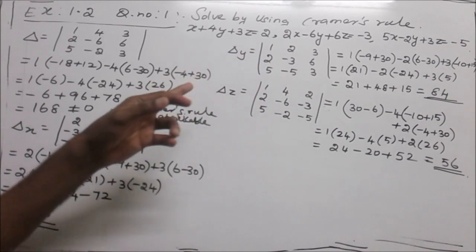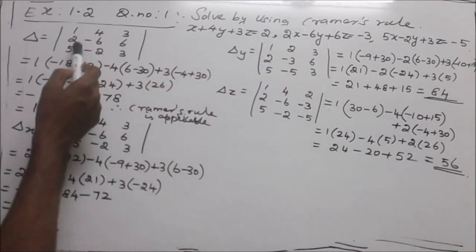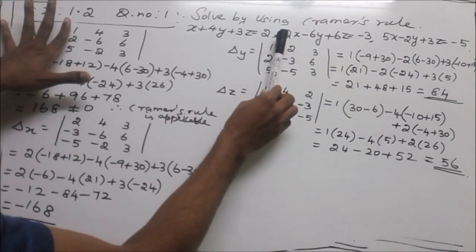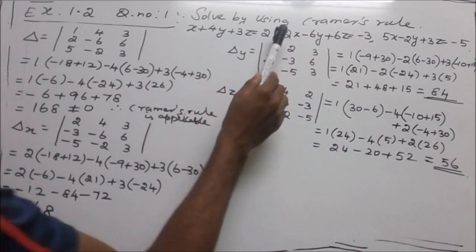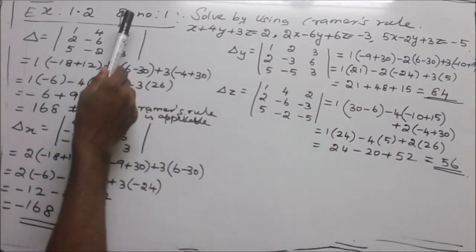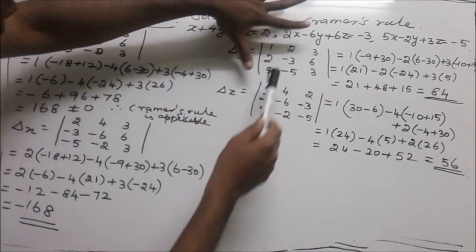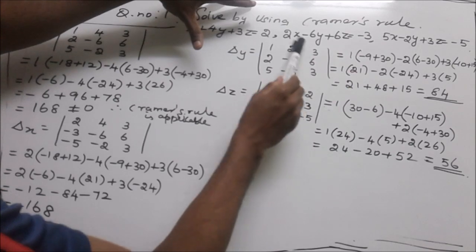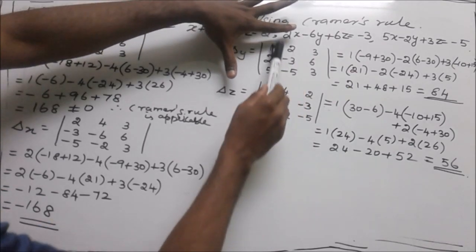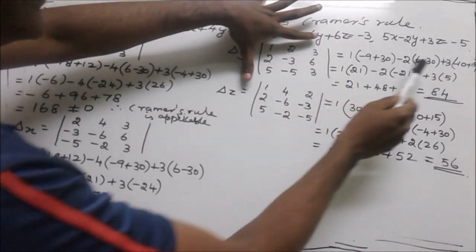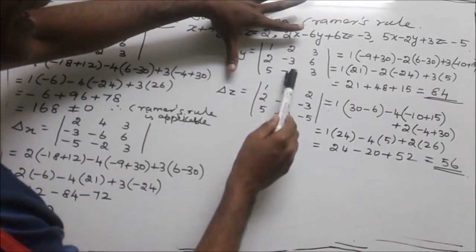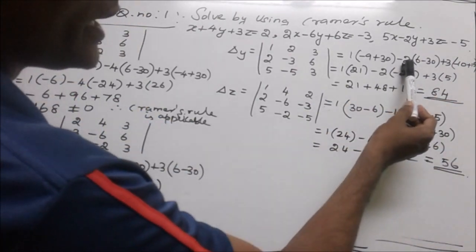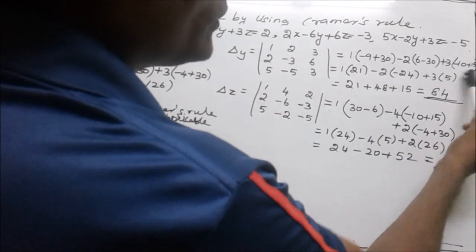And delta y equal to, replace the coefficient of y in delta by the constant values 2, minus 3, minus 5. So there is no change in the first column, and the second column values are changed by the constant values 2, minus 3, minus 5. Then no change in the third column. Then expanding again, 1 into minus 9 plus 30, then minus 2 into 6 minus 30, and then 3 into minus 10 plus 15. Simplify this, 1 into 21, minus 2 into minus 24, 3 into 5.